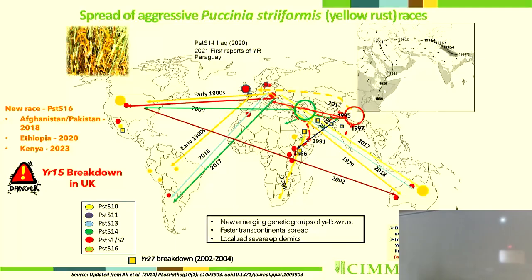All these events show you that the breakdown of a resistance gene is not an independent event. It's not a single event that happens wherever it has happened and that's it. It doesn't work like that. It can move to countries, it can move to continents, and this is something that we need to be prepared for.